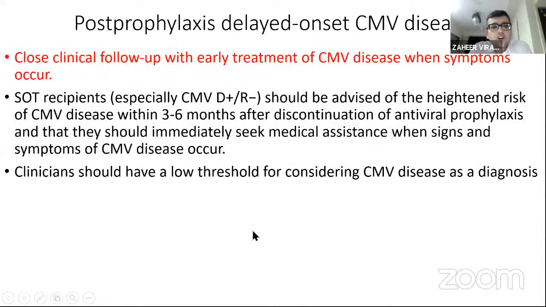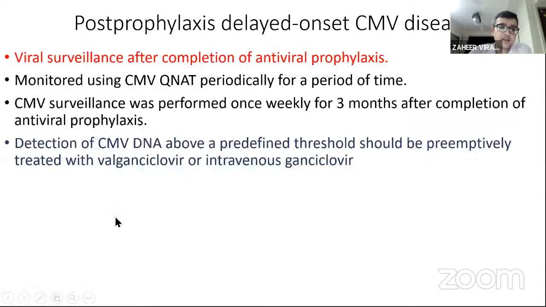So close clinical follow-up with early treatment of CMV disease is what you mean by post-prophylaxis CMV treatment. After you've stopped the prophylaxis, you have to keep telling the patient, especially if the recipient was negative, to report to you if there are any signs of viral infection. And you should have a low threshold for considering CMV disease, and one should immediately do a CMV PCR if required.